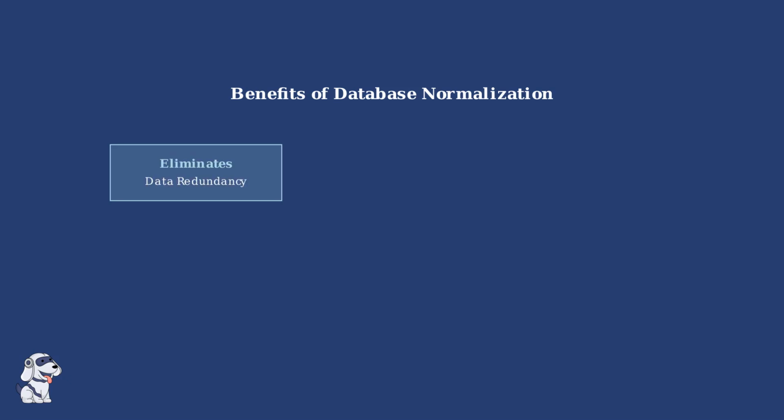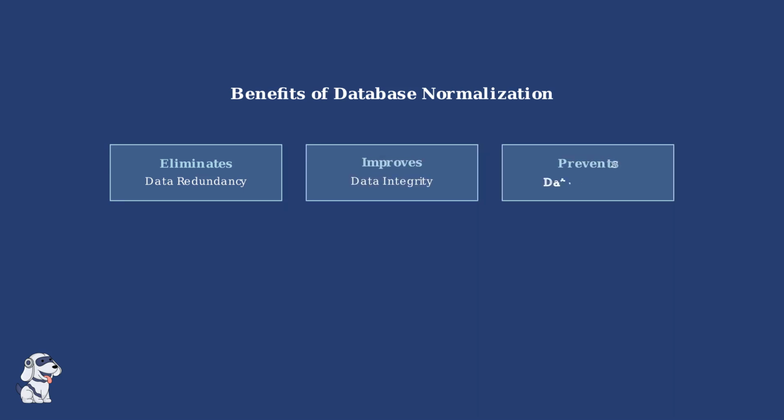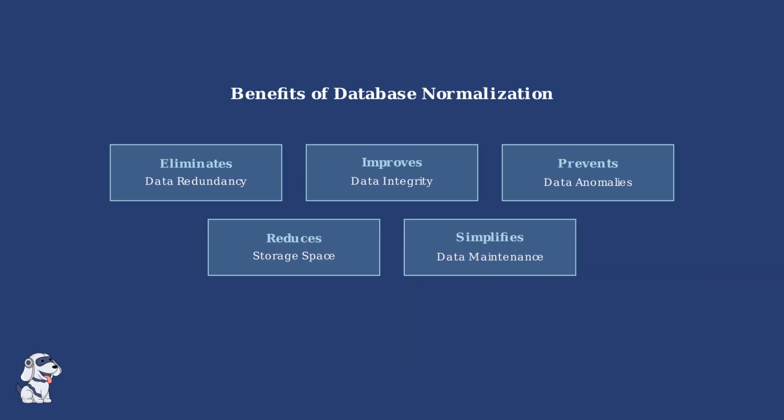Normalization provides 5 key benefits for database design. It eliminates data redundancy by storing each piece of information only once. It improves data integrity by ensuring consistency across the database and prevents the data anomalies we just discussed. Additionally, normalization reduces storage space by eliminating duplicate data and simplifies data maintenance by centralizing information updates.